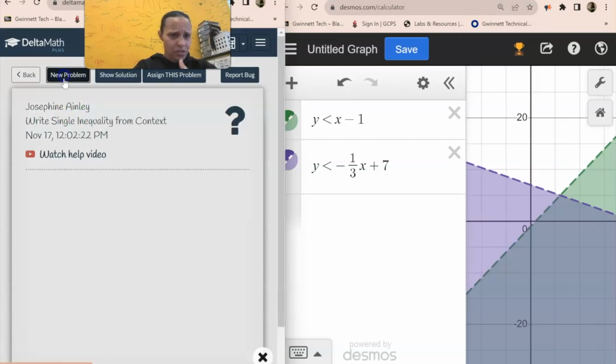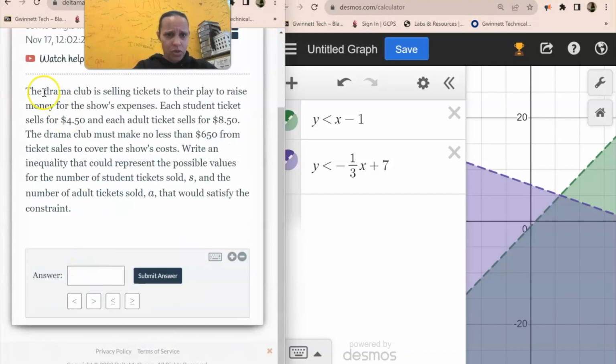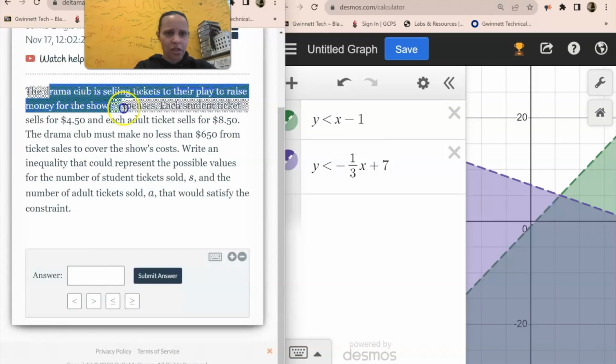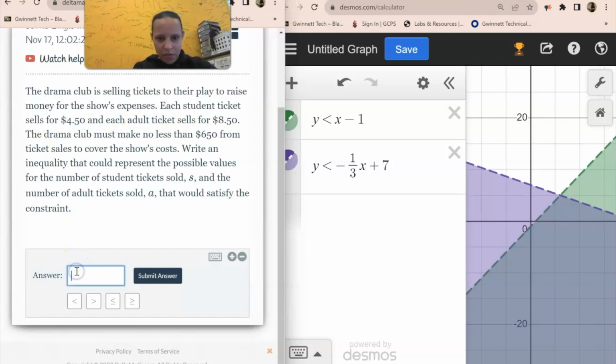So again, because there's no calculator, I'm going to do a couple of them to make sure. So the drama club is selling tickets to a play to raise money for show expenses. Each student ticket sells for $4.50. Okay, so $4.50 student. Notice I always start writing even before I finish the question. Adult tickets are $8.50. So I'm guessing I'm going to get the sale. So I'm going to add this. So $8.50 for adults. A for adults, S for students.